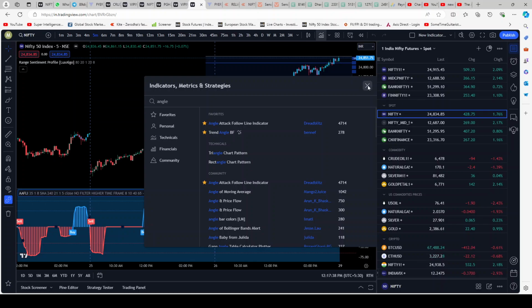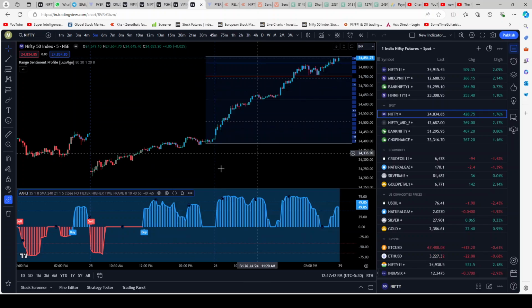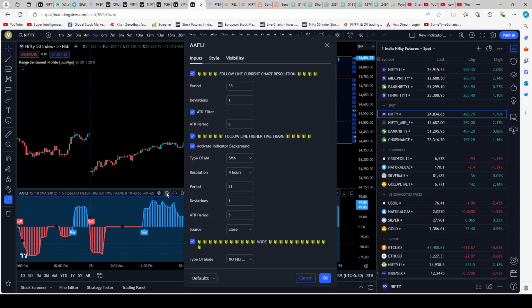You can save it to your favorites by clicking on the star over here. It'll be saved to your favorites. I've made some changes over here. This default value I think was 25. I'm not too sure. And this ATR was 5. Let me just check. Reset settings. Yeah. So period was 21 and this ATR was 5.